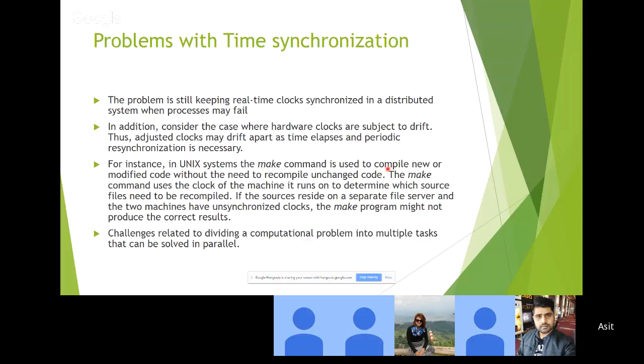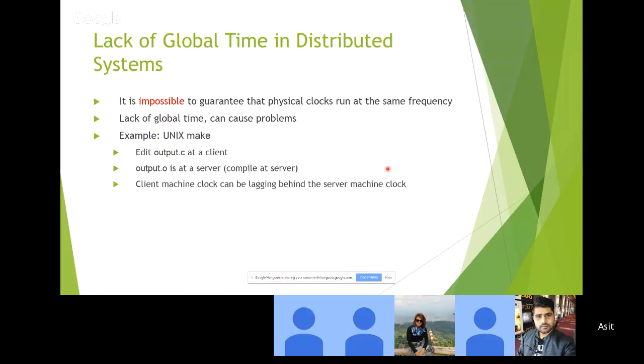And there is one more: dividing a computational problem into multiple tasks that can be solved in parallel. One of the reasons for the lack of global time in distributed systems is that it is impossible to guarantee that physical clocks run at the same frequency. So the lack of global time can cause problems, and as I said, it's the same Unix example I'm showing here.